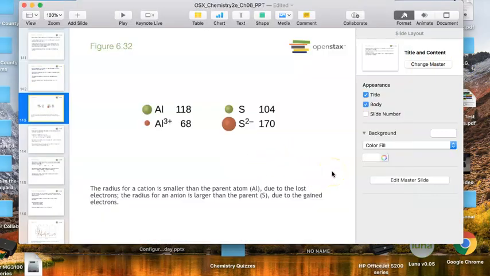Here are some actual values for the radius of aluminum versus aluminum 3+. It's lost 3 electrons here. Its size is smaller than that of the parent atom because it's a cation. And the opposite is true for anions. Here we have the radius for sulfur, and then sulfur 2- is a lot larger because it has gained electrons and its atomic radius has increased.